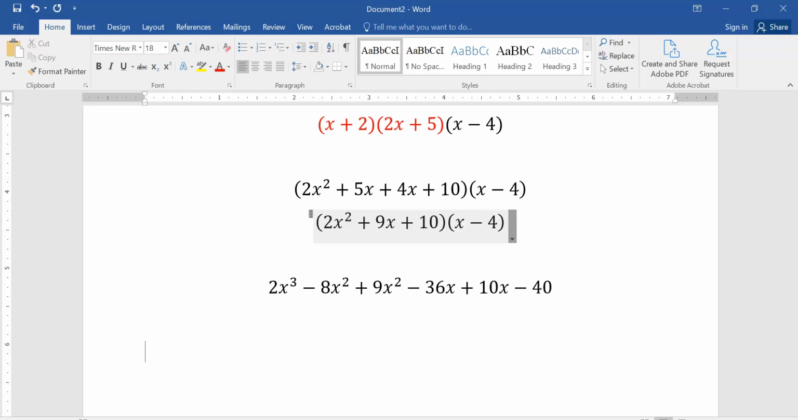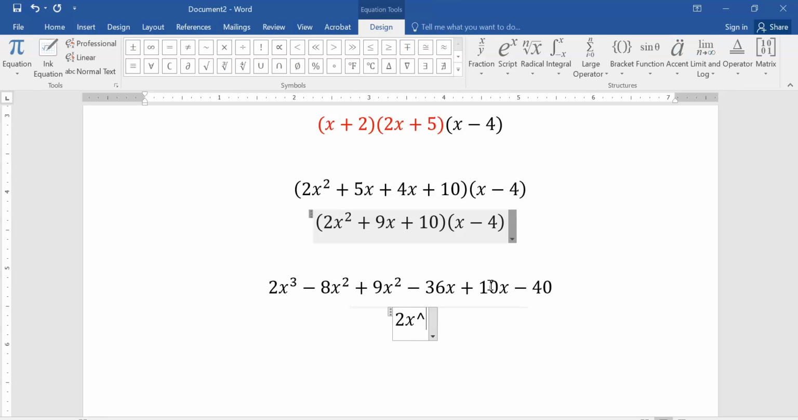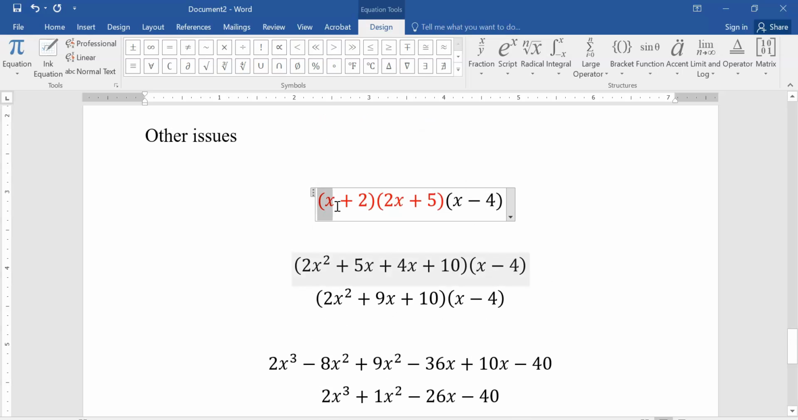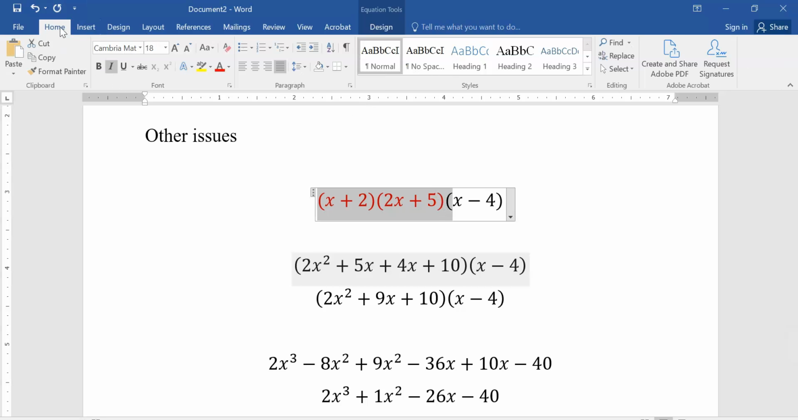Combining like terms gives you a 2x to the third plus 1x squared minus 26x minus 40. So when you want to multiply three polynomials all together, you take the first two, multiply those, get a result, and then once you got that result, then multiply it times the last one. By the way, it really didn't matter which two.